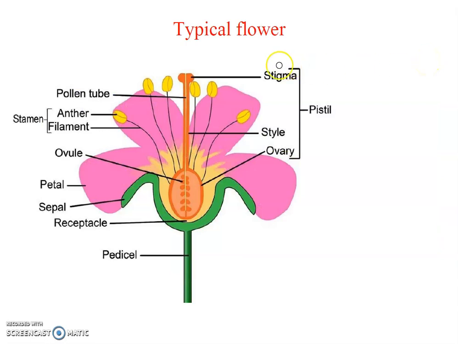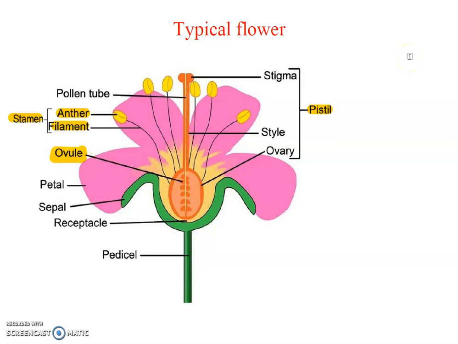Parts of a flower. This is a typical flower. In this typical flower, there are four main parts, of which two are very essential. That is, the female part is called the pistil, and the male part is called the stamen. Stamen is divided into two parts, anther and filament. Anther produces pollen grains and filament is a stalk. While pistil is divided into three parts: stigma, this one, style, this long tube, and ovary. In the ovary there are ovules present. Ovules means the egg bearing organs.